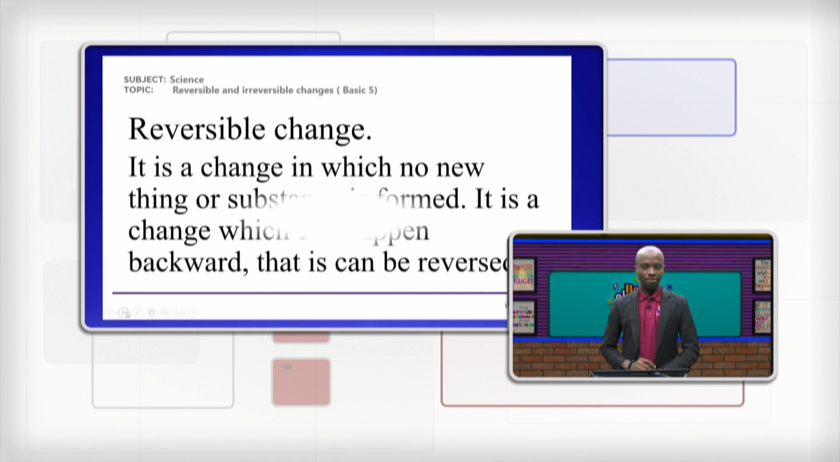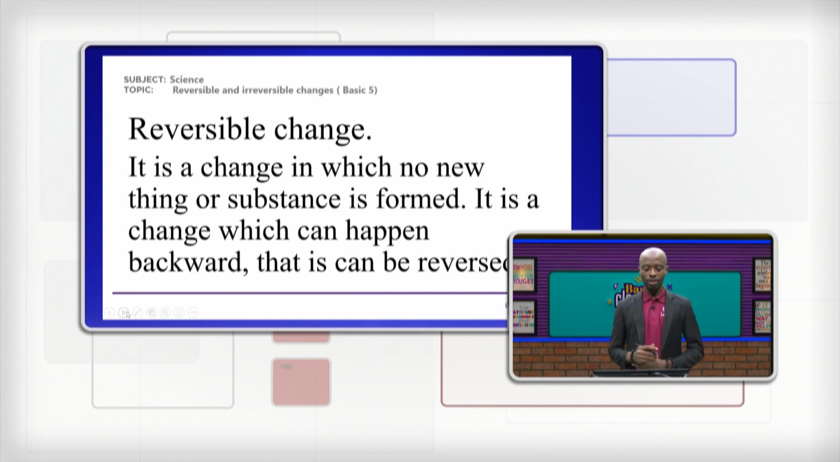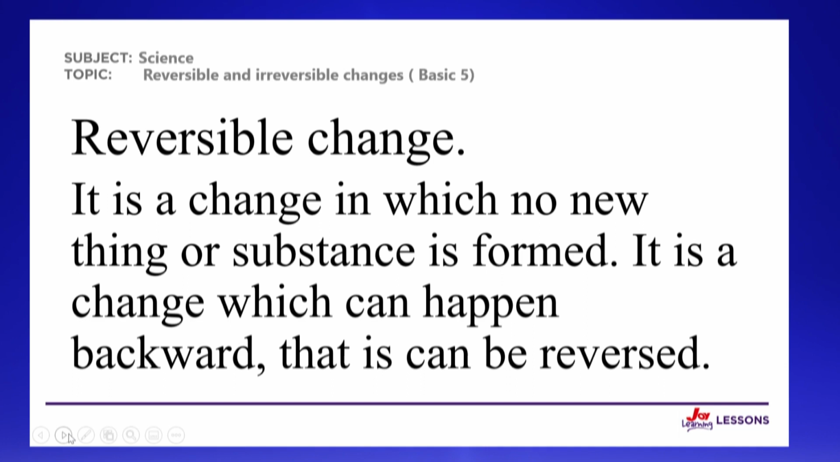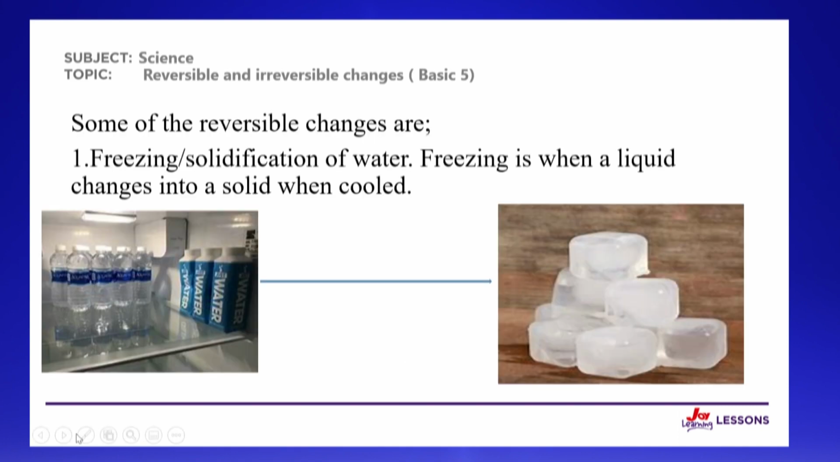Reversible change is a change in which no new substance is formed. So take note of this. It is a change which can happen backward. That is, you can reverse it. For example, when you put water in a freezer, the water can be solidified, can become solid. And that water that has become solid, you can turn it back to liquid. So that is what we call reversible. You can reverse it to its original state.